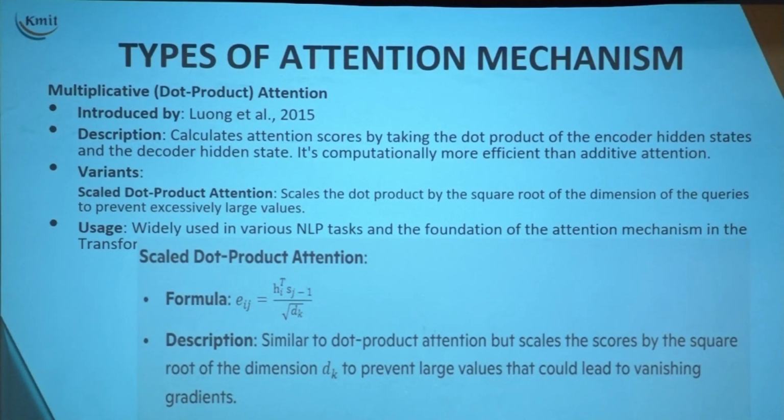But in the formula below, I am teaching you about a variant of dot product attention. It is called scaled. Scaled means it is normalized. For normalization you have the square root of d there. So it scales the dot product by the square root of the dimension of the queries to prevent excessively large values. Scaled dot product attention is majorly used in all NLP based applications. Now, this is actually used in transformer techniques also. Okay, scaled dot product attention.